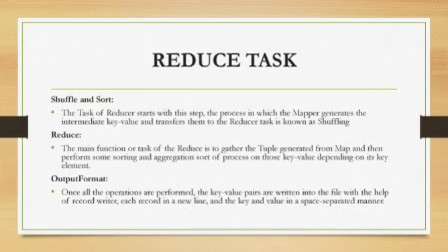The task of the reducer starts with this step. The process in which the mapper generates the intermediate key value and transfers them to the reducer task is known as shuffling. Using the shuffling process, the system can sort the data using its key value. Once all the mapping tasks are done, shuffling begins. That is why it is a faster process and does not wait for the completion of the task performed by the mapper.